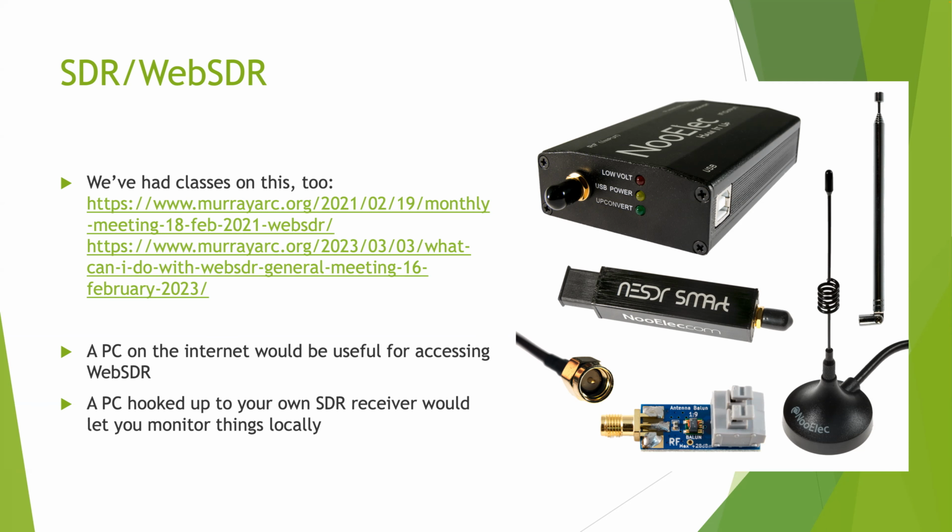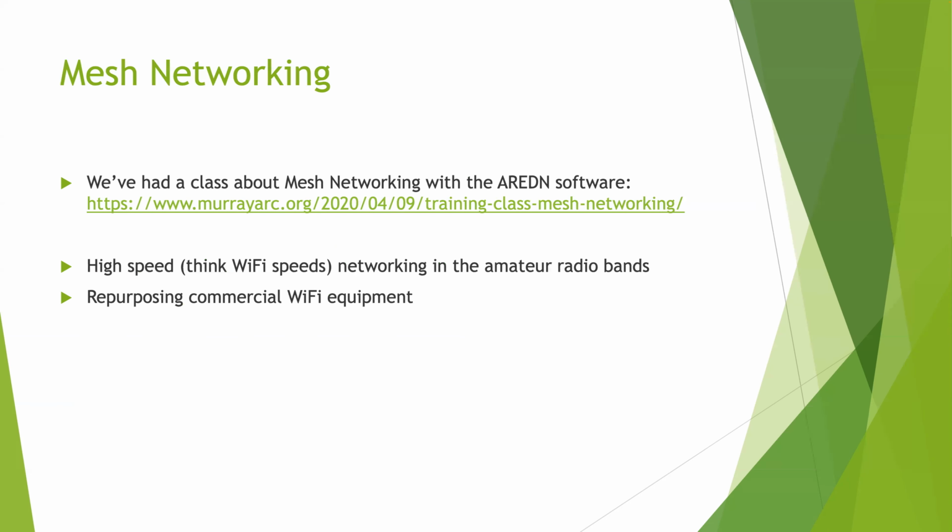Let's see. Mesh networking. So we talked about mesh networking way back in 2020. Mesh networking is high-speed networking. So you know how you have your Wi-Fi network at home? There are companies that do commercial Wi-Fi for that last mile to the home. And they have equipment that was designed for that, that has, you know, big antennas and things like that on it. They put them on towers and stuff.